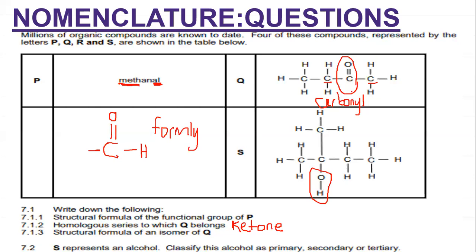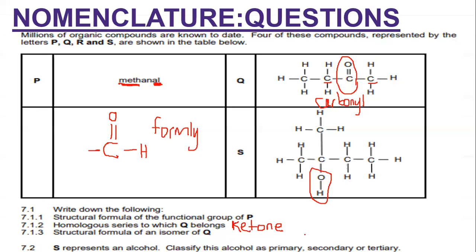Okay. So now let's draw the structural formula of an isomer of Q, which we seem to have determined would be a functional isomer. So it means we need to move this to the first carbon, so that it can become an aldehyde. But it's important that we remember what the isomers are. The structural isomers are those organic molecules with the same molecular formula but different structural formula. And there are three types of structural isomer: the chain isomer, positional isomer, as well as the functional isomer.